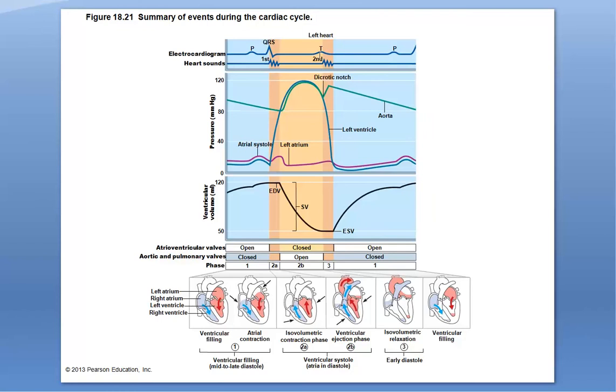And then we see ventricular ejection, which refers to contraction of the ventricular myocardium and ejection of blood into the aorta, with that QRS wave. Once enough pressure has been generated in those ventricles, it forces the SL valves open and blood is ejected. And then we see the third phase, early diastole or early relaxation of the ventricles.